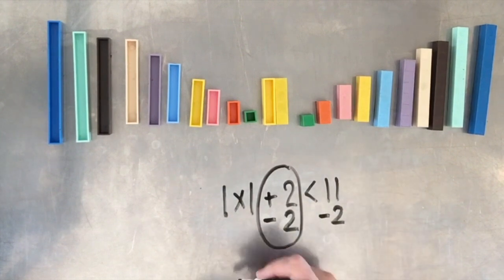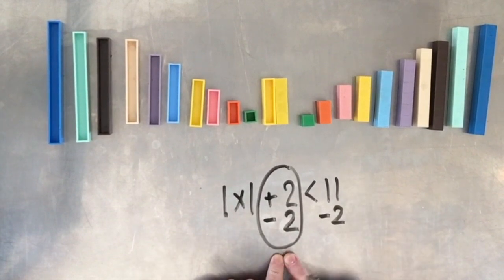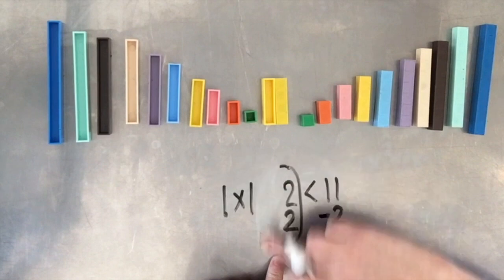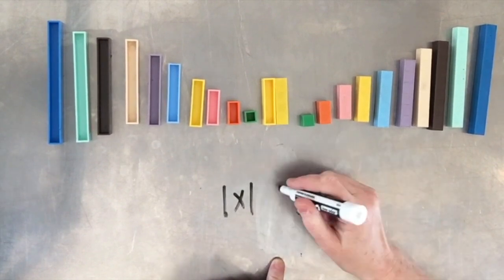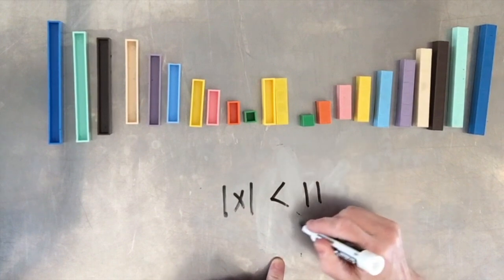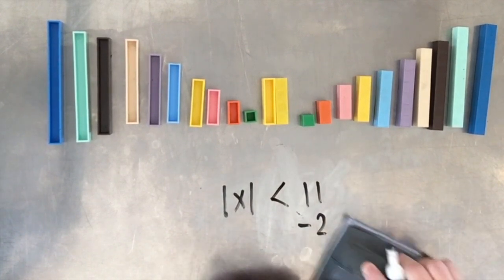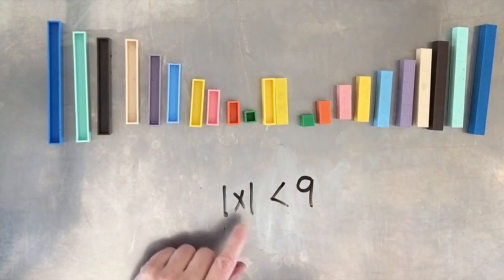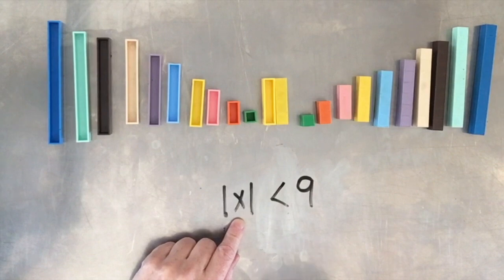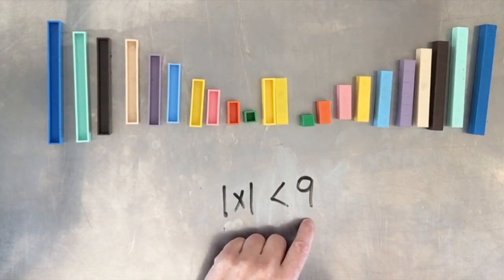So now what you're left with is the absolute value of x. Can you actually see that? Actually, maybe I'll just erase. So now you can actually take that out, because that's just 0. And I'm going to rewrite this. This is going to be 11 minus 2 here. And 11 minus 2 is just 9, right? So this question is asking you, what number is less than 9 steps away from 0?